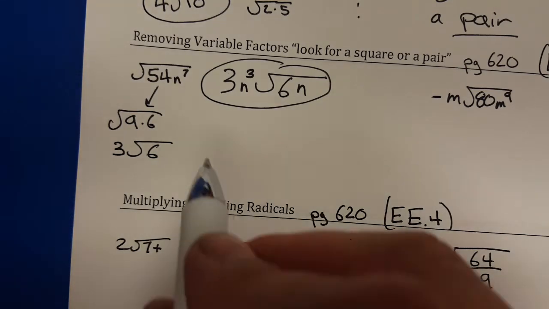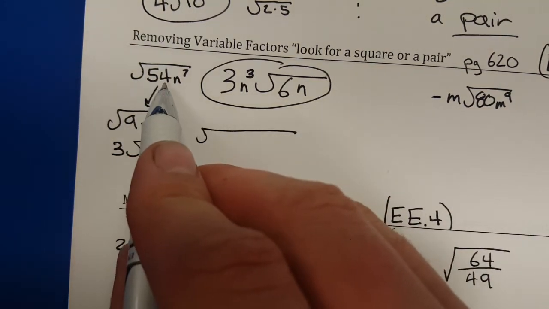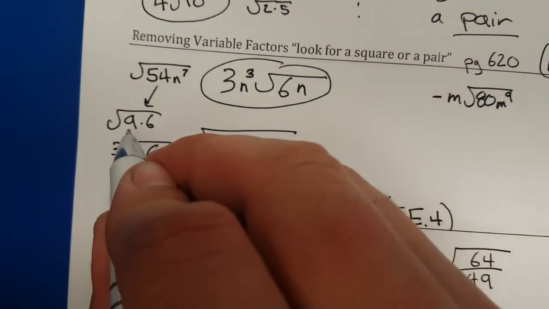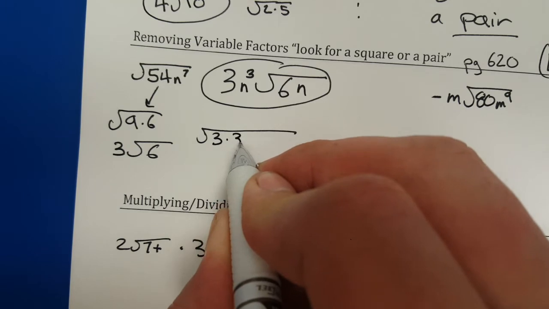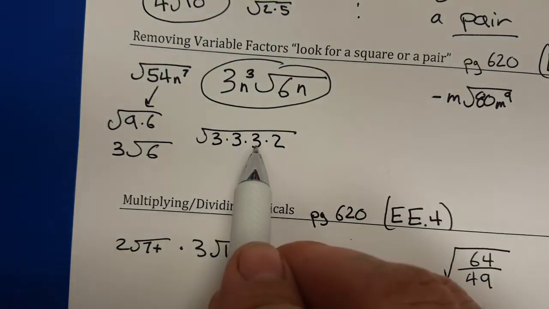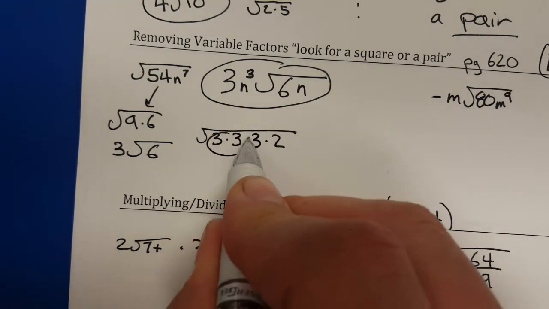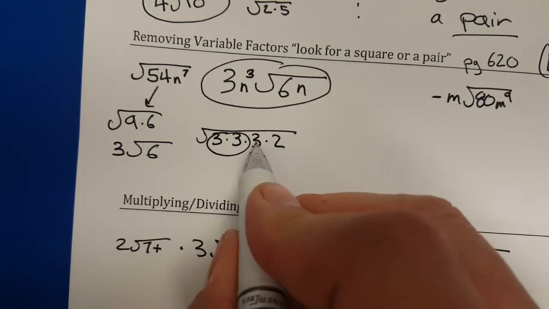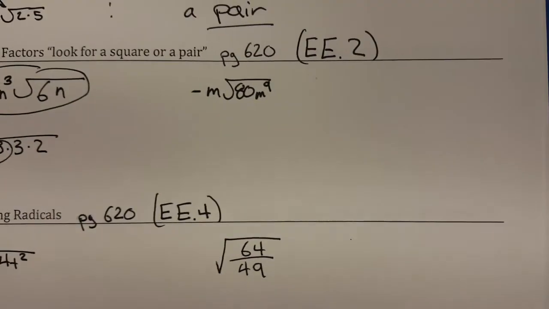Some teachers even make students do this. They break down 54 all the way. 54, basically just continuing to break this down, is 3 times 3 times 3 times 2, okay? So again, pair idea. Look at that, the 3's make it out, 3 times 2 stays, it's a 6, okay? That's about it.